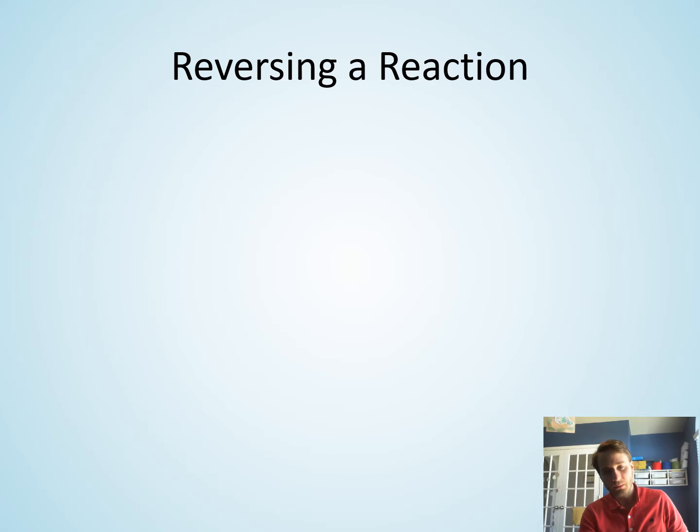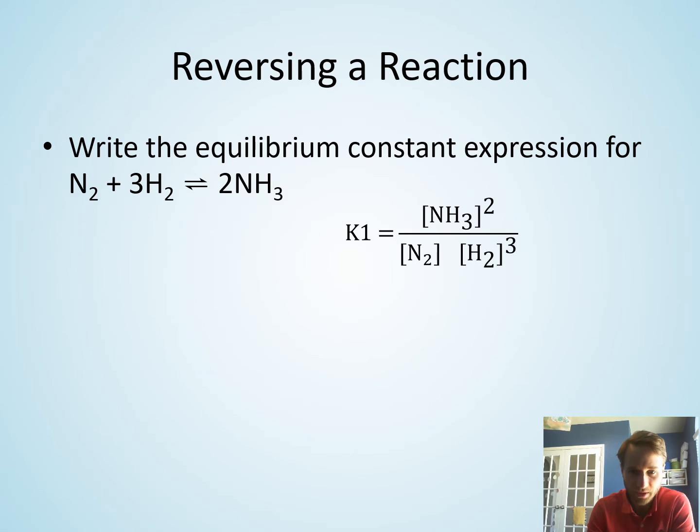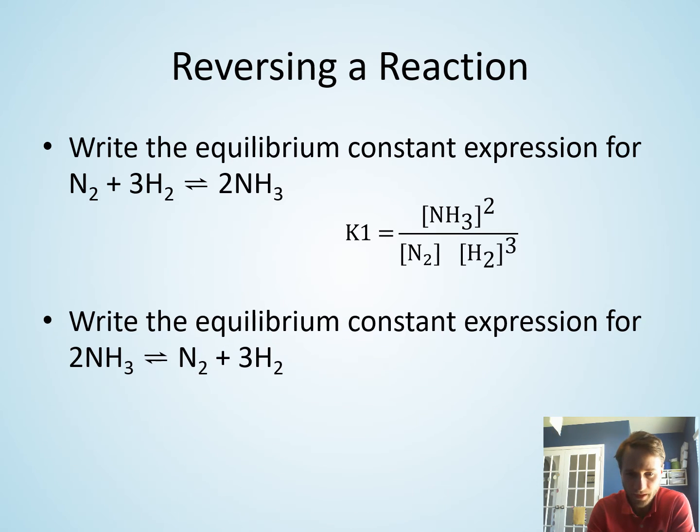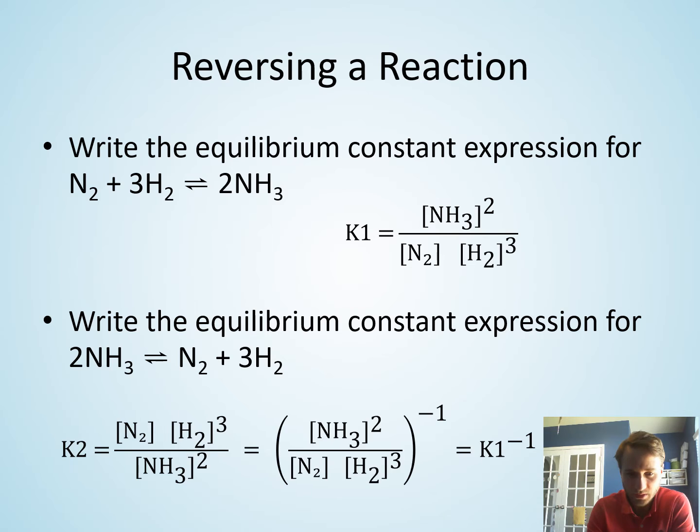Now, let's talk about if I flip a reaction. So again, I start with my same reaction, same equilibrium constant, K1 is NH3 squared over N2 times H2 cubed. If I flip that reaction, I get that K2 is N2 times H2 cubed over NH3 squared, which is just the reciprocal of my original equilibrium constant, K1. So we see here that K2 equals 1 divided by K1.